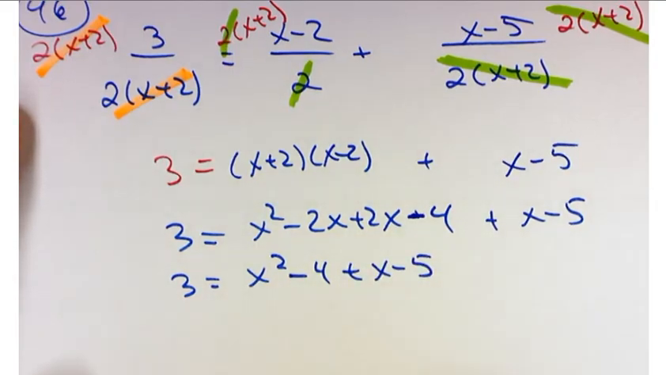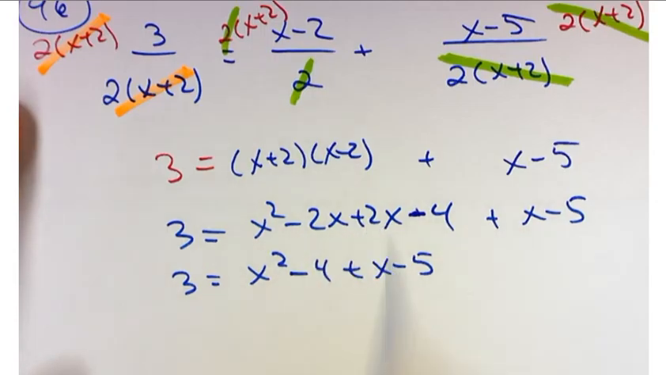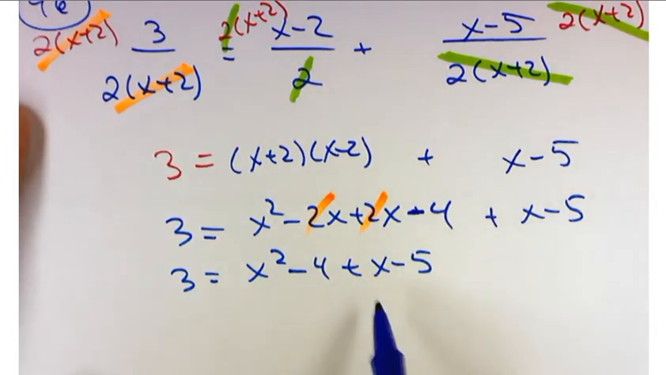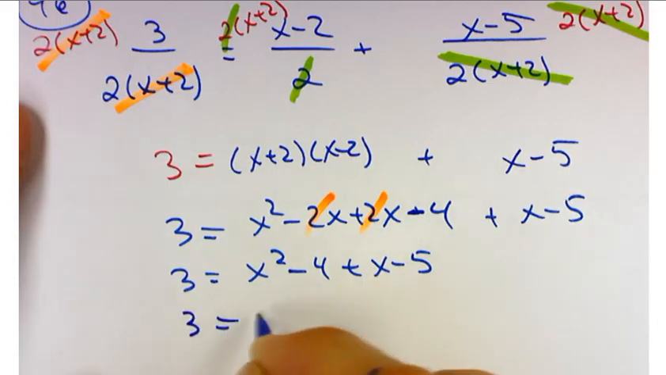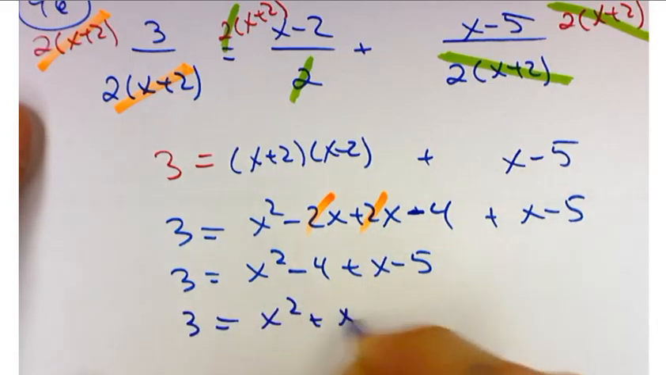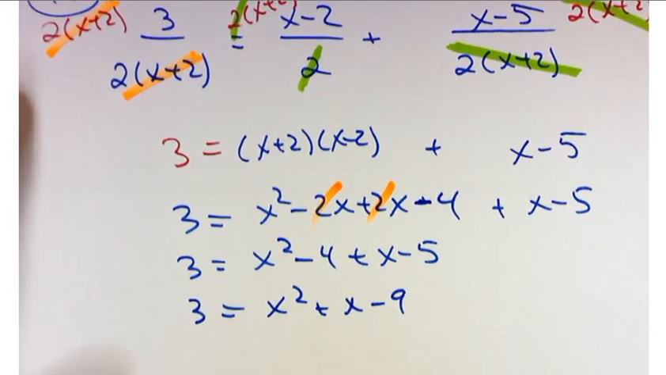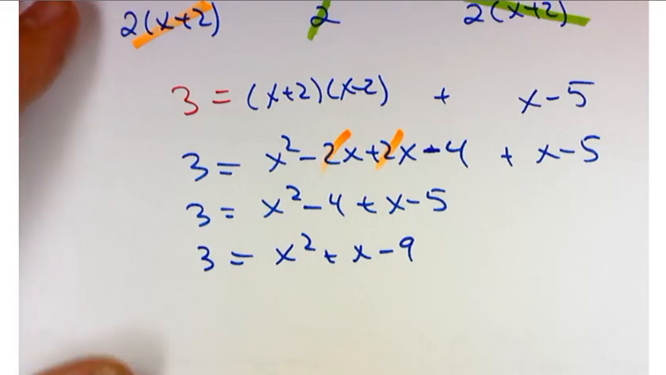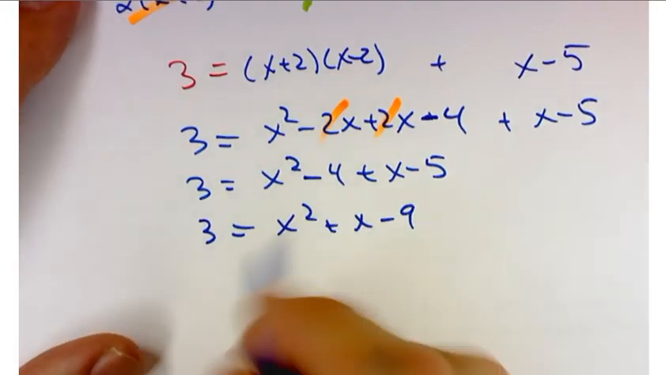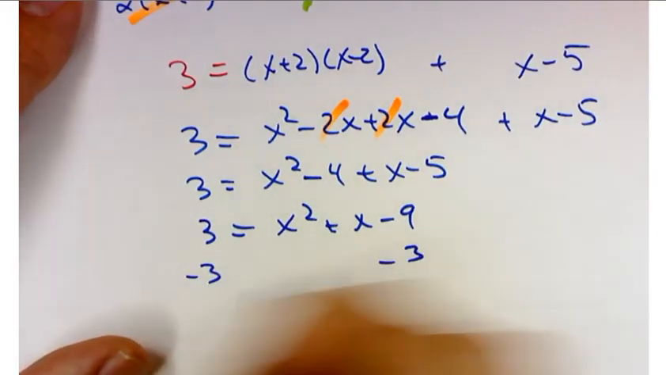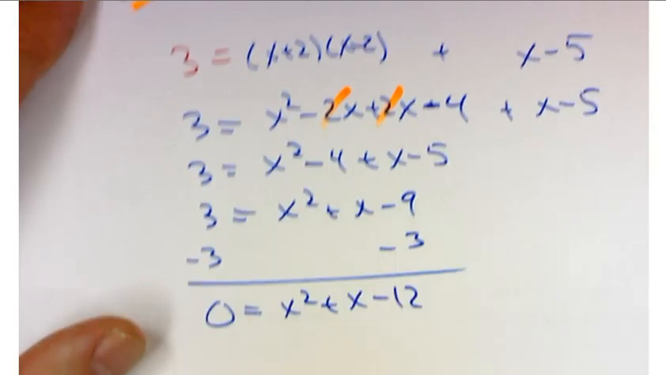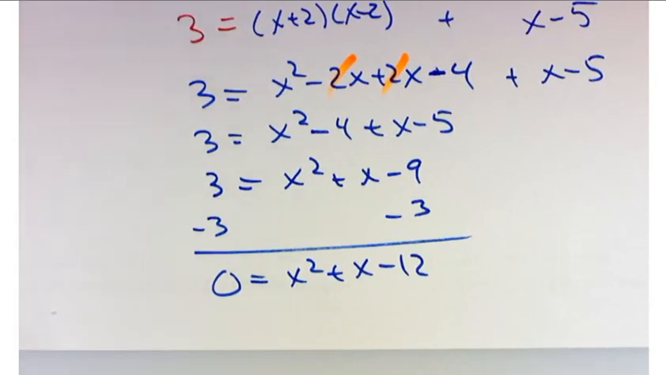So combining the like terms there, basically these cancel. I can combine some more like terms. x squared plus x minus 9. This is a quadratic equation. So get 0 on one side. And then see if you can't factor that.